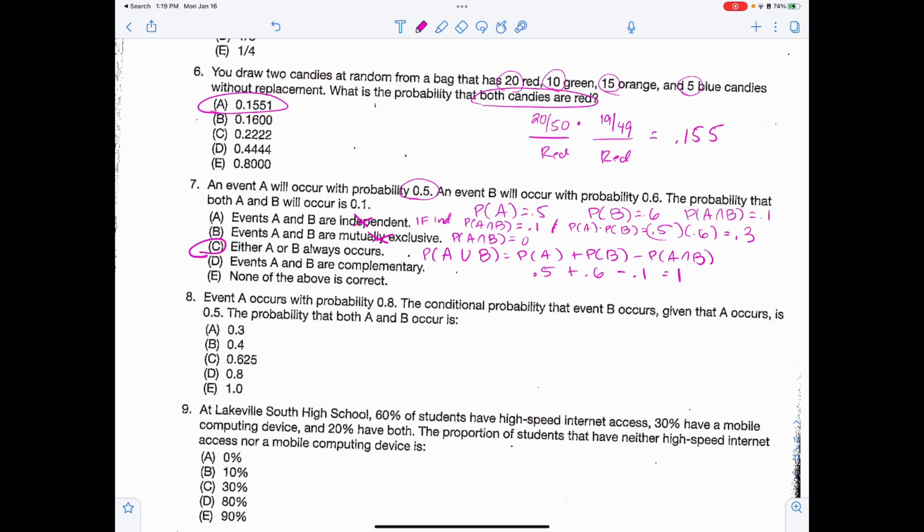They're complementary? No. If they're complementary, then that means if A is occurring, B cannot occur, and vice versa. And that does not have that indication, because if B had the probability of 0.6, which it does, then A would have to be the probability of 0.4. And then none of the above is correct. We found one that was correct, so that's it.